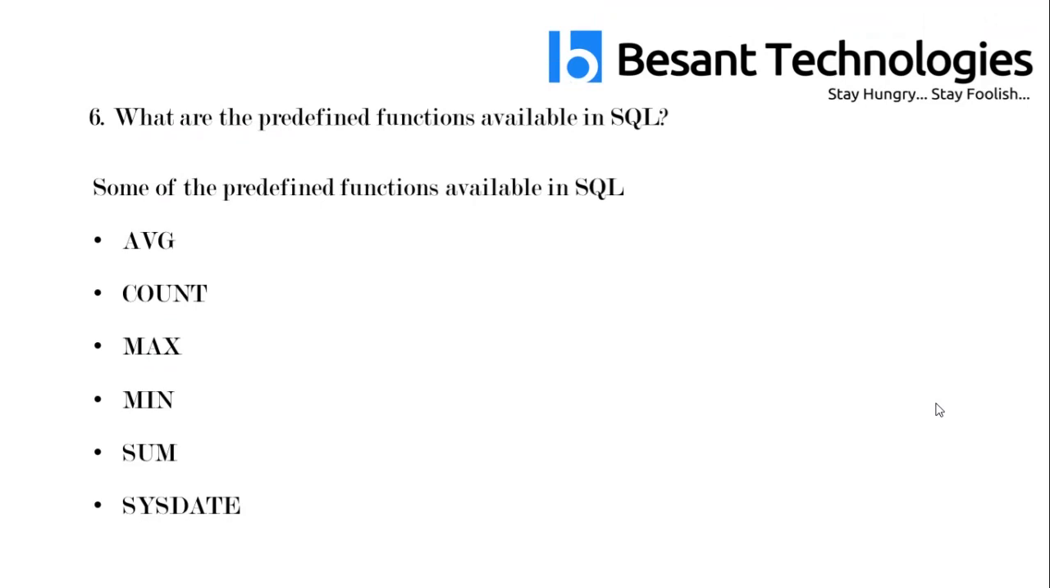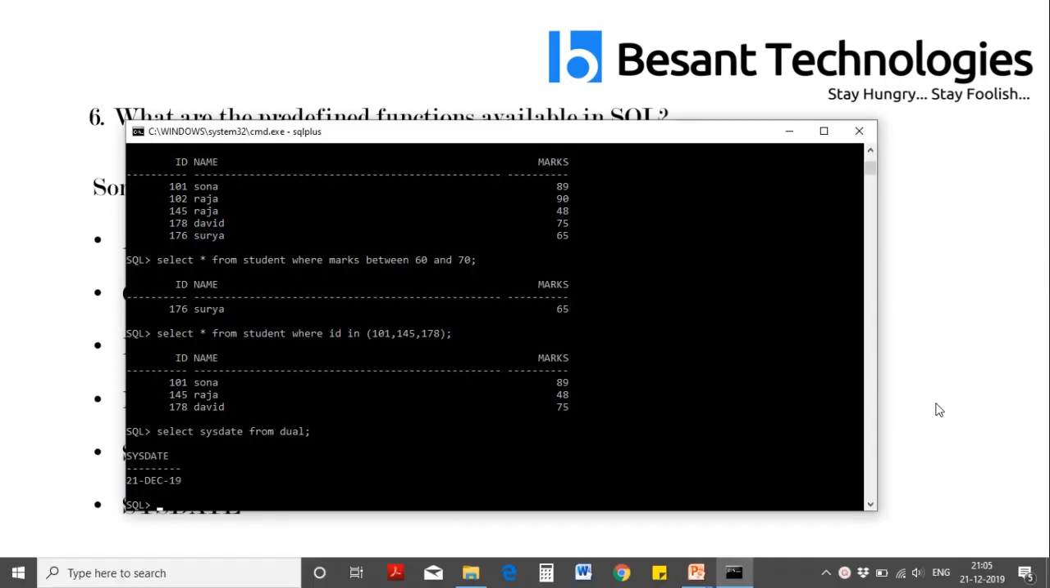Next we are going to see some of the predefined functions available in SQL. So the question will be, what are the predefined functions available in SQL? We have average, count, max, minimum and sum, and sysdate. Just now we have seen sysdate. Sysdate is used to print the current date. So let's see the other functions like average, count, max, minimum and sum.